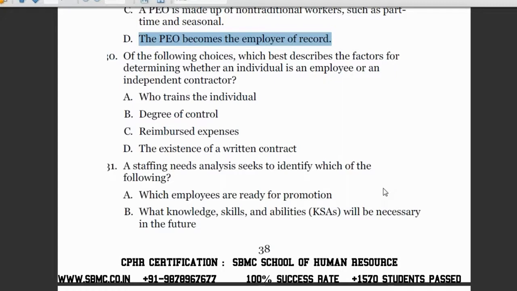D, the existence of a written contract. Degree of control. It's a difference between contractor and employee. Degree of control is high in the case of a contract. We have a contract with both employer and employee, so existence doesn't help, but what kind of contract isn't mentioned here. That is a trap. It's a trap. Okay.